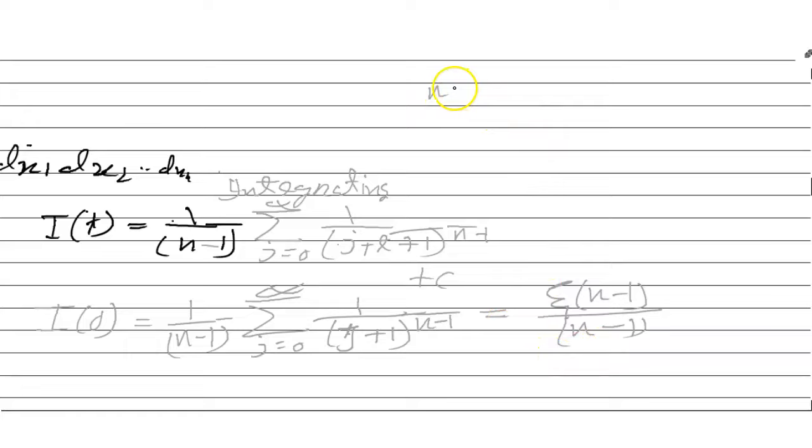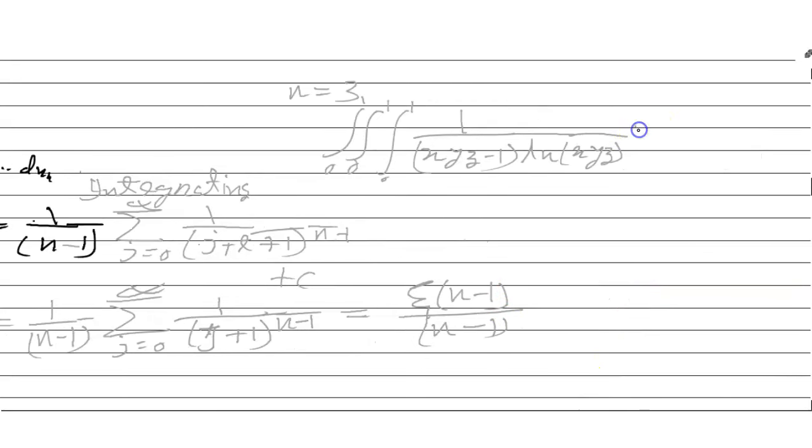So if n equals to 3, so whatever I get, integration 0 to 1, 0 to 1 and 0 to 1, 1 by x minus xyz minus 1 divided by ln xyz dx dy into dz equals to zeta 2 divided by 2, and zeta 2 divided by 2 is equal to pi square by 12.